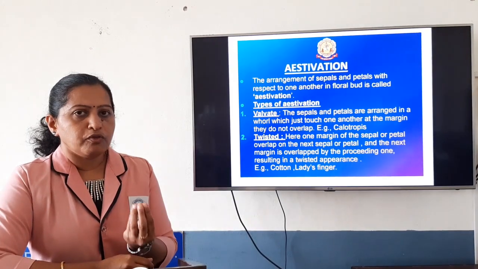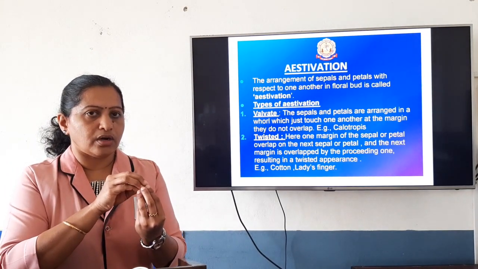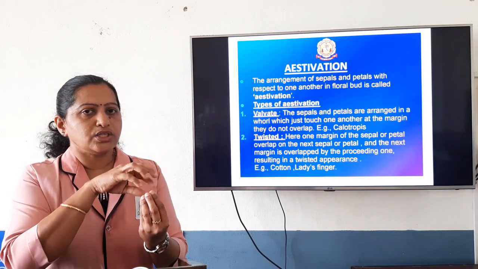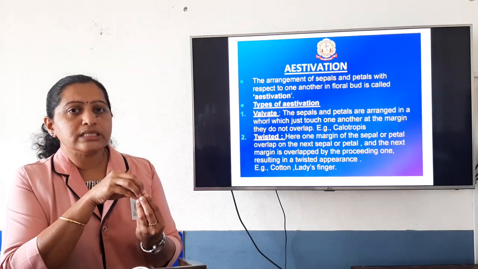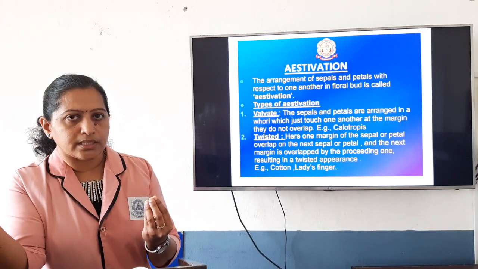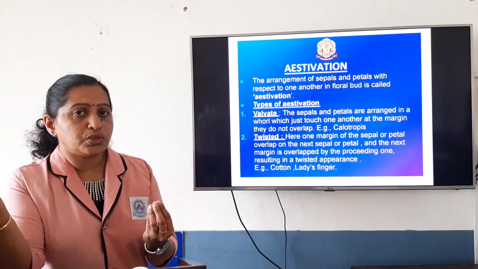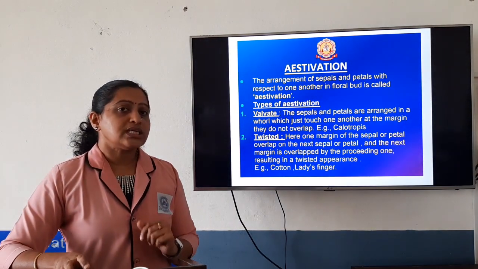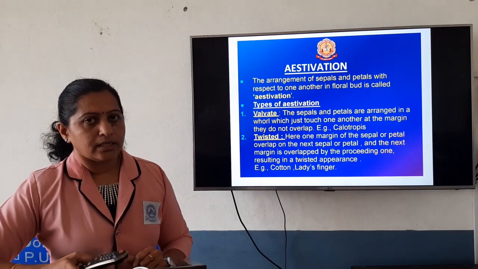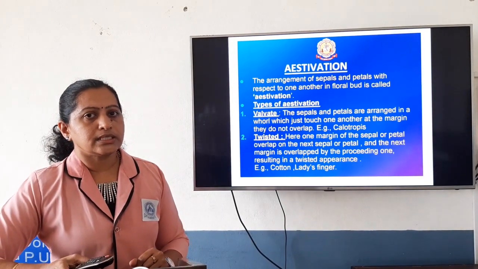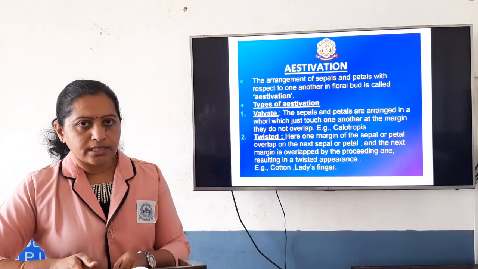So when you observe the floral bud, you can see the petals are arranged in a definite order, or sepals will be arranged in a specific order, and that order of arrangement will not be the same in different floral buds. It varies from one bud to another bud, or one species to another species. So such an arrangement of sepals and petals with respect to one another in a floral bud is termed as aestivation. So generally there are 4 kinds of aestivation.